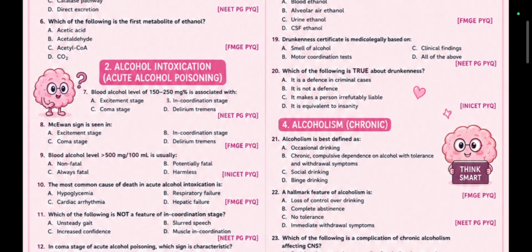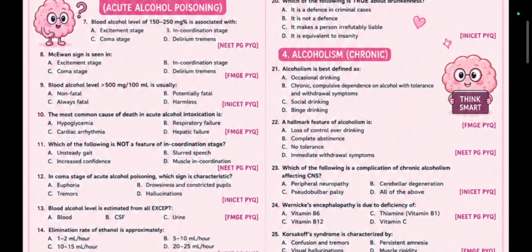Which of the following is true about drunkenness? It is a defense in criminal cases. It is not a defense. Yes, it makes a person irrefutably liable. It is equivalent to insanity. It is not a defense. Voluntary drunkenness is not a defense. Option B is the right answer, unless and until proved.